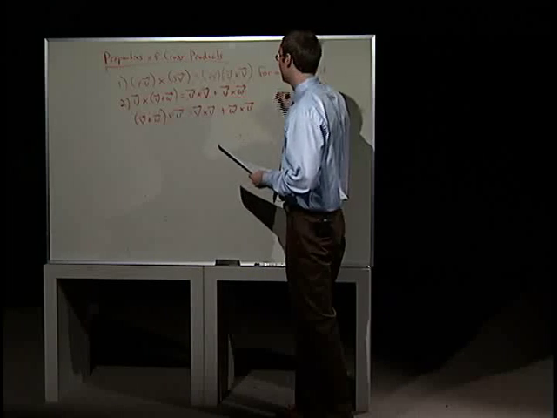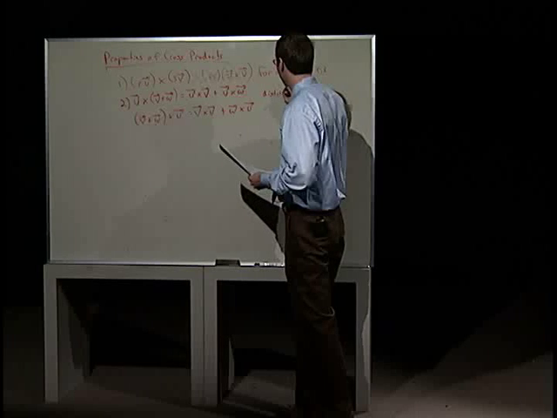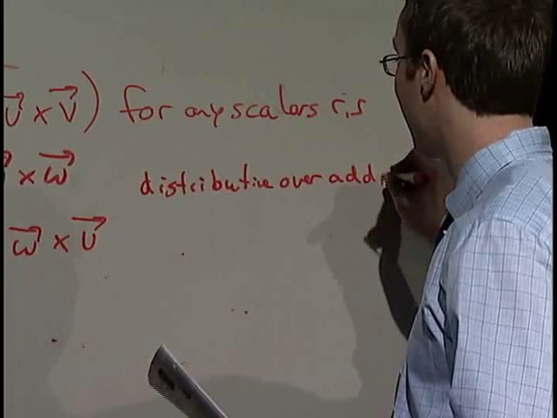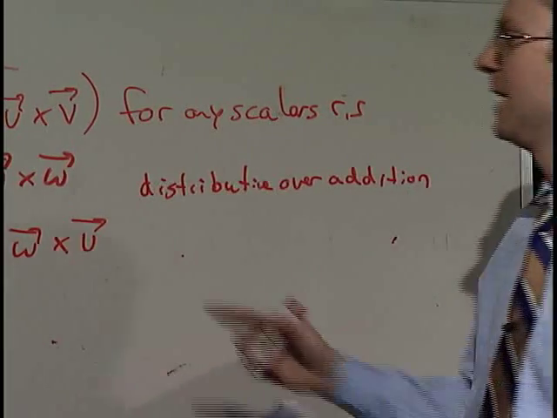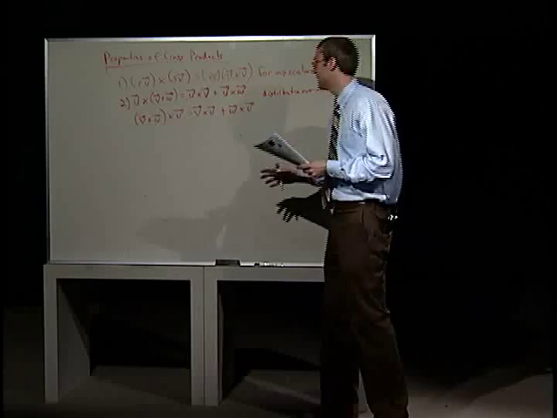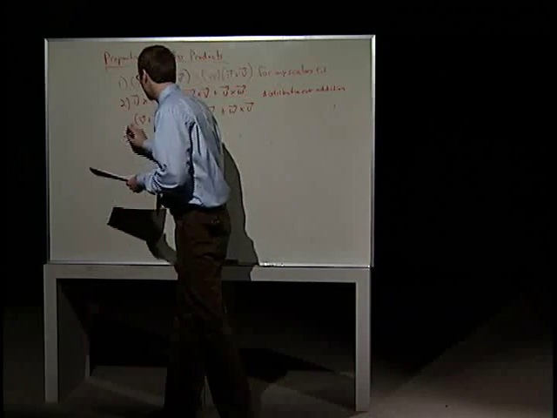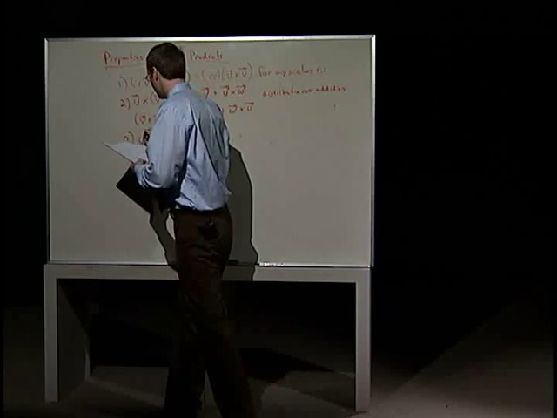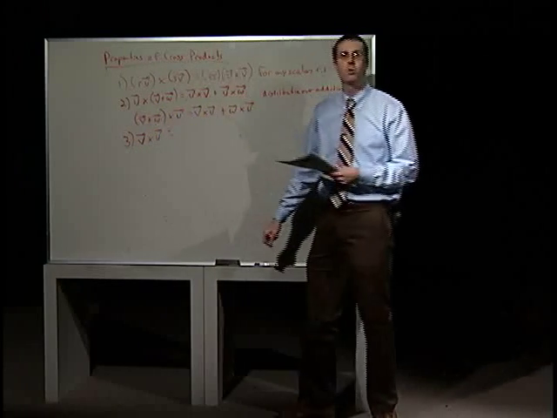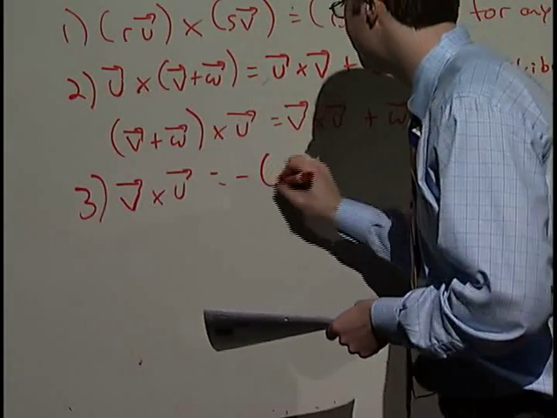So it's distributive over addition. But the next one's a big deal, because at first it seems like these are the same thing, but they're not, because this is not a commutative operation. Suppose we flip this around and ask, what about v cross u? Is it the same as u cross v? Well, no, it's the negative.